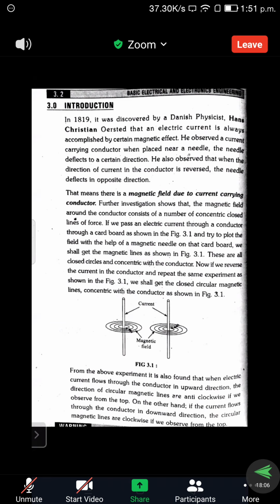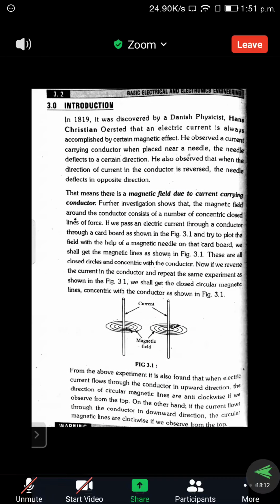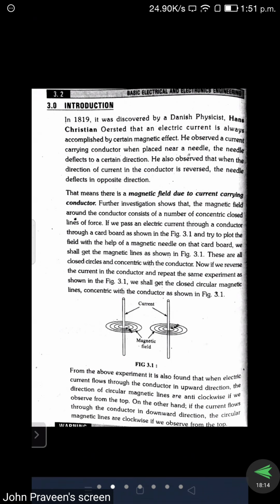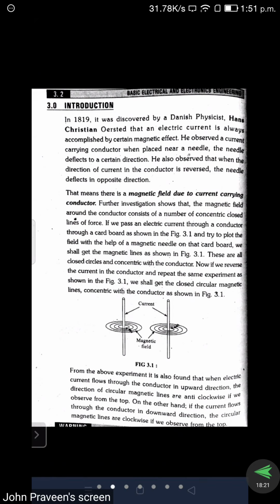But when Hans Christian observed electrical energy, he did an experiment. He took a conductor and connected it to an electrical energy source. It may be a battery or whatever it may be. It may be AC or DC, whatever the current is. He applied it to that conductor.